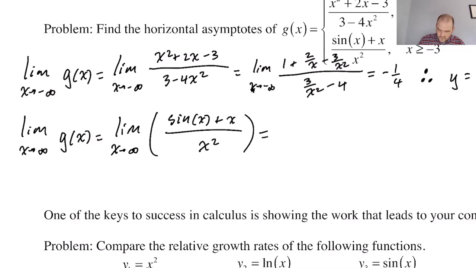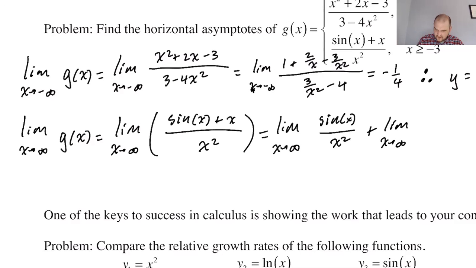So I'm going to break it up. Get the limit of sine of x over x squared plus the limit as x approaches infinity of x over x squared, which is just 1 over x. And one of these I know for sure is 0. The second one is definitely 0. So this is definitely going to be 0 right here.